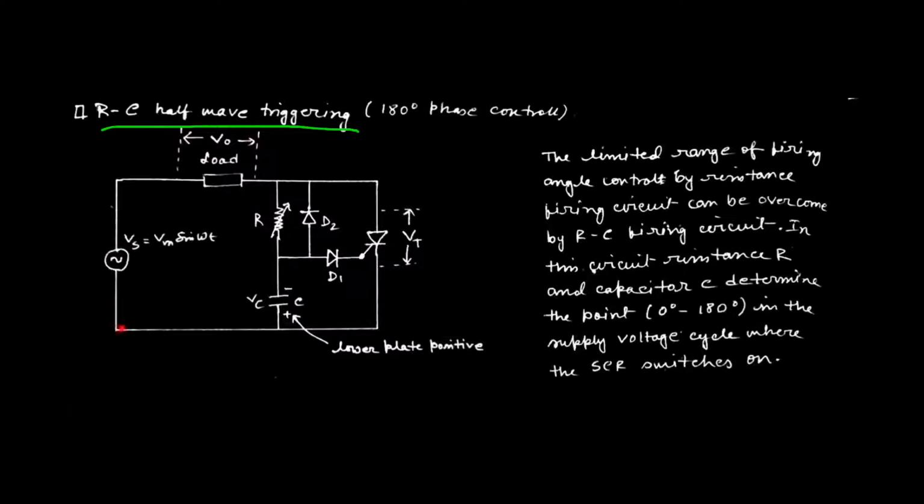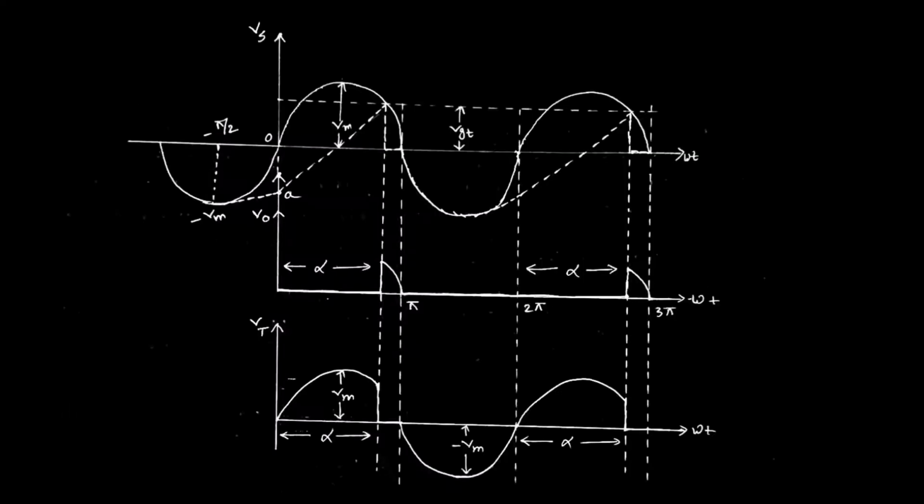That means the current tries to flow in this direction, and as per the connection of the capacitor, as the lower plate is positive, the capacitor starts storing energy, and it can store a voltage up to a maximum value of minus Vm. That is why I have taken this point as the maximum stored energy across the capacitor, and the voltage across the capacitor is minus Vm.